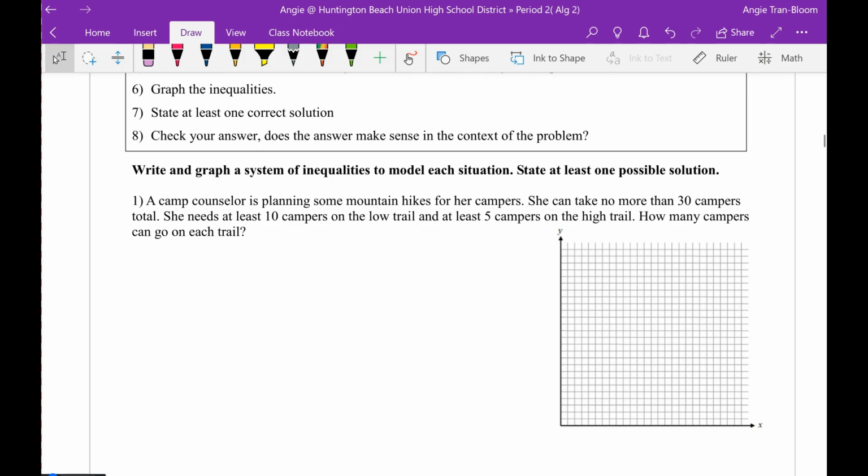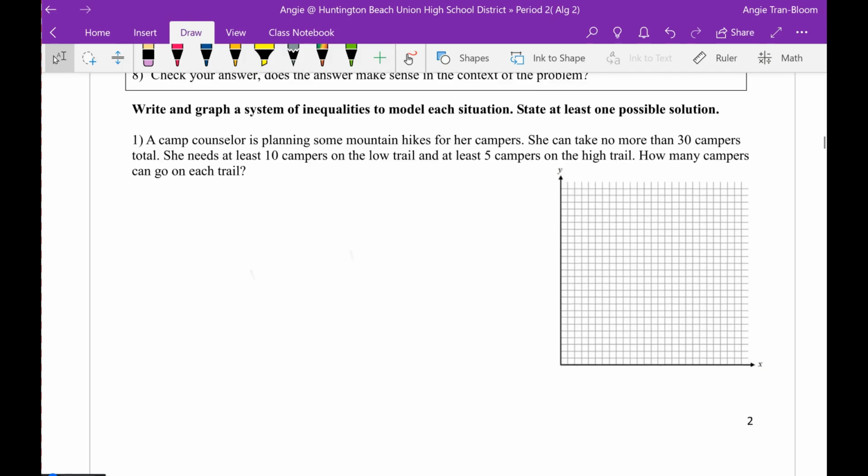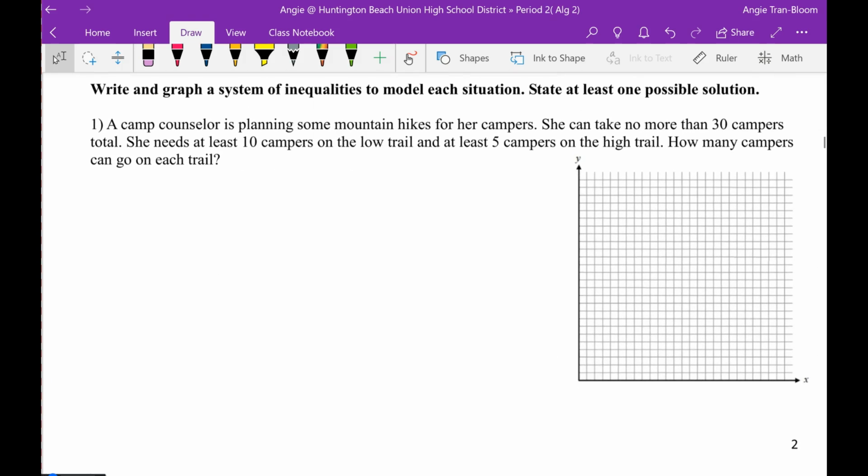Perfect. Can you please read question number 1? Zoe, help me read question 1, please. A camp counselor is planning some mountain hikes for her campers. She can take no more than 30 campers total. She needs at least 10 campers on the low trail and at least 5 campers on the high trail. How many campers can go on each trail? Perfect. So we want to highlight the question. Okay, so highlight the question. How many campers can go on each trail?